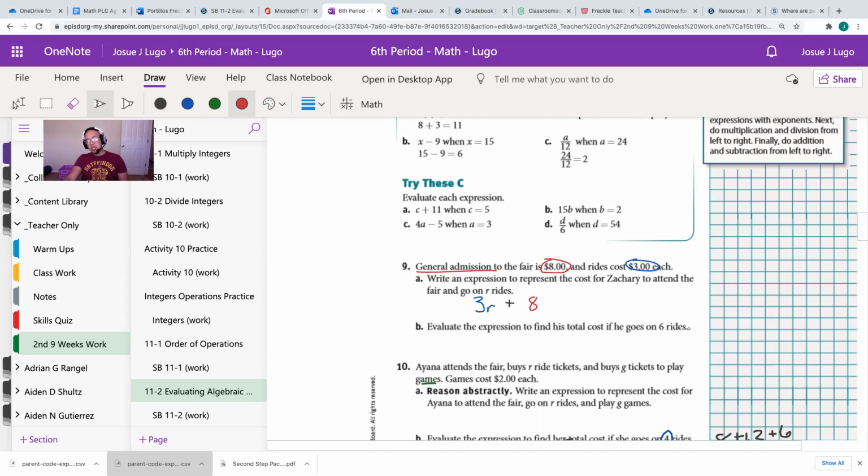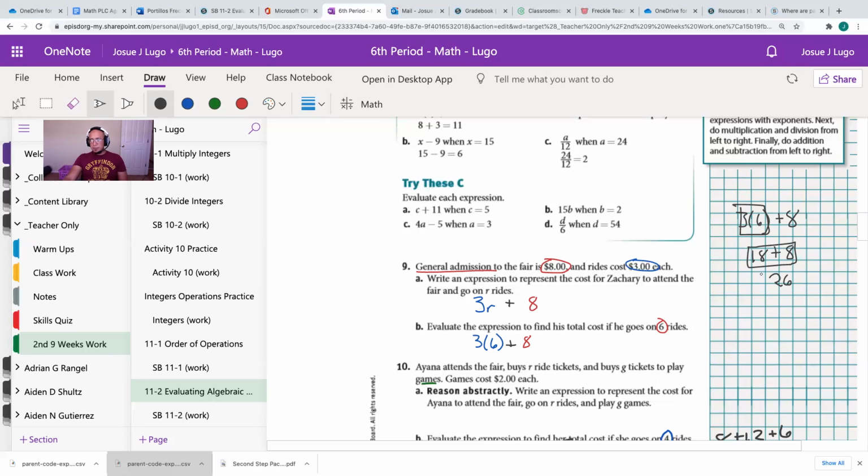So really, if we're going to go on 6 rides, then we would do 3 times 6, because that's the number of rides, but we also have to include the $8 for the admission. So if I work that out here on the side, we have 3 times 6 plus 8. So obviously, order of operations, we do parentheses, exponents, division, and multiplication, and here's the multiplication. 3 times 6 is 18 plus 8, and obviously now we just have to do the addition. 8 plus 18, that would be $26.